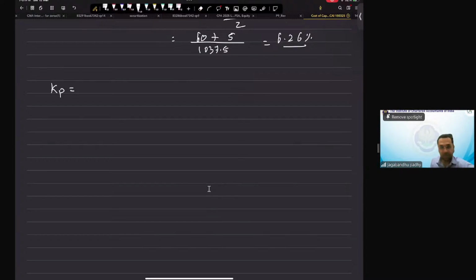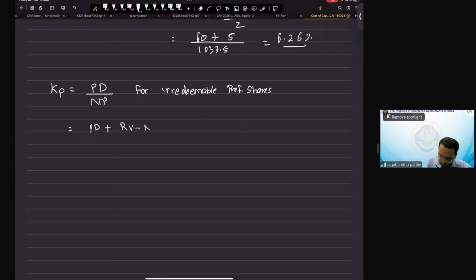So, cost of preference share, which is denoted by KP, is going to be calculated as preference dividend upon net proceeds for irredeemable preference shares. And if it's a redeemable preference share, then the formula goes as preference dividend plus RV minus NP upon N, the whole divided by RV plus NP by 2.